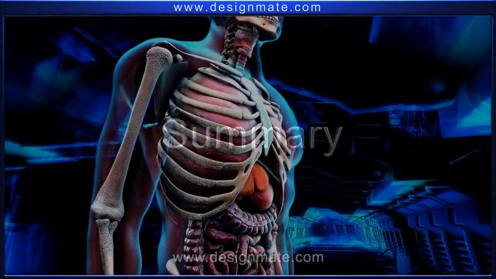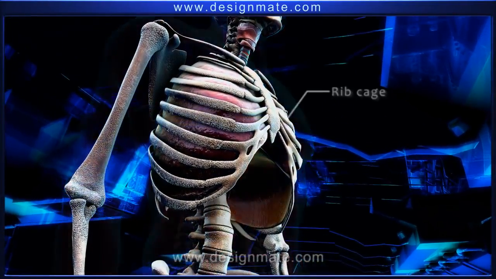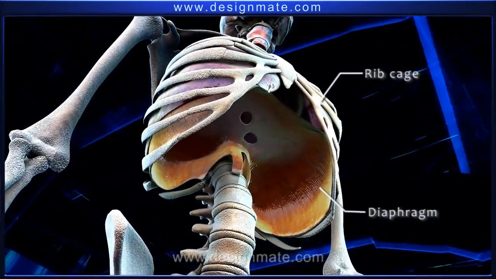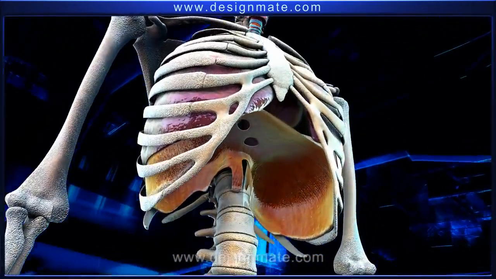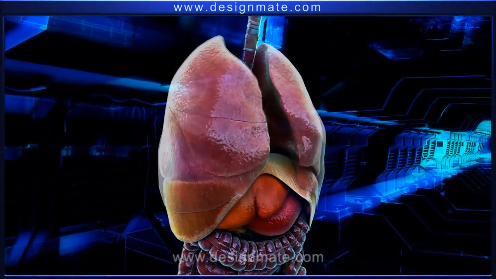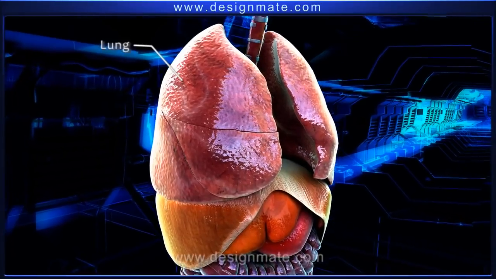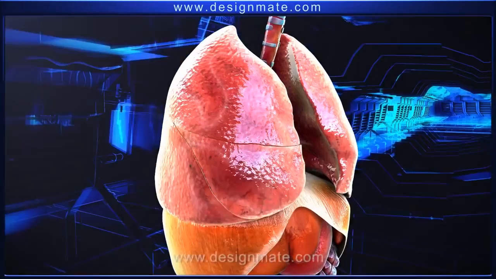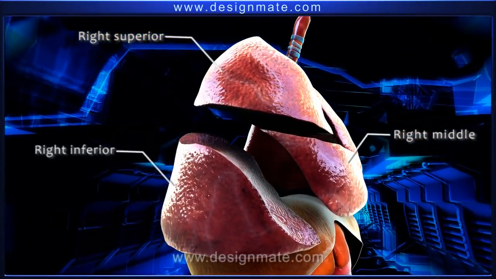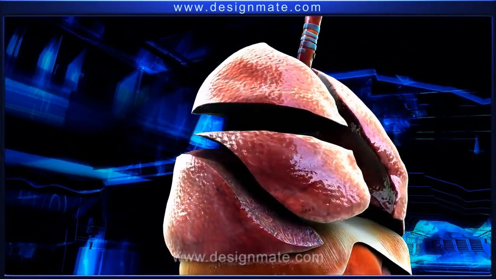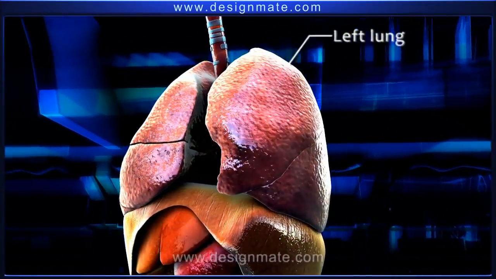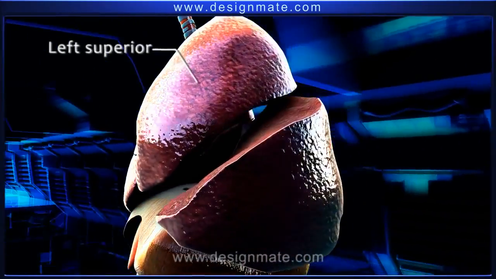Summary: in the thorax region, the rib cage and the diaphragm are observed, which play a vital role in respiration. Present within the rib cage are the pleural membranes, which enclose the lungs. The right lung consists of 3 lobes, while the left lung has only 2 lobes.